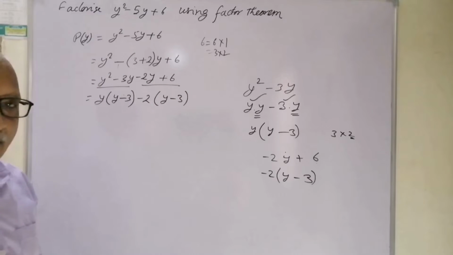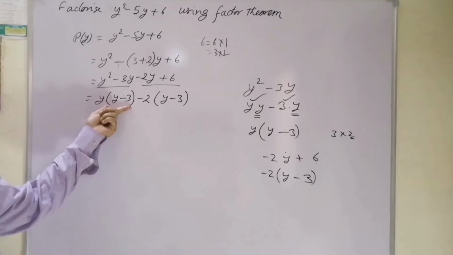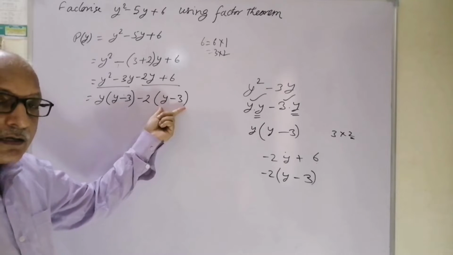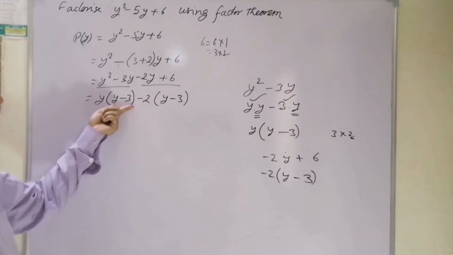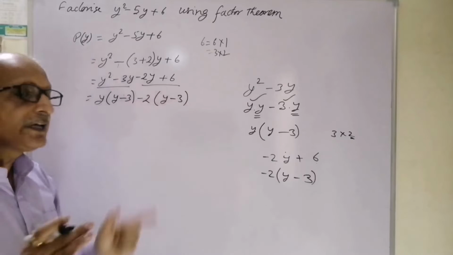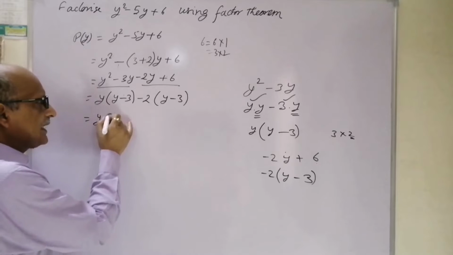One thing more to be taken care of. What was got after taking y common over here should be the same here also. If it is, then we are right. If not available, then we have made a mistake somewhere. So we have y minus 3 over here as well as y minus 3 over here. We'll take both of them finally common. So y minus 3 is taken common.